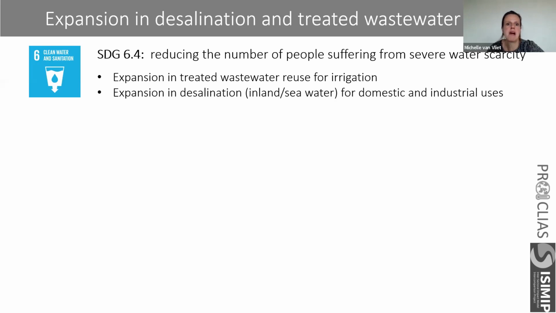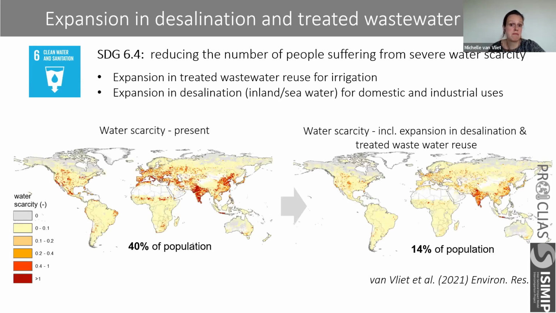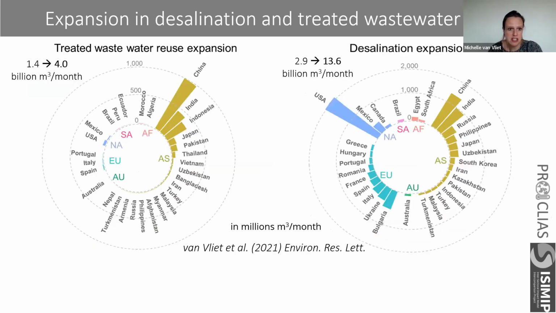Well, given the limited time, I will only discuss some of the main results that we obtained. We overall found that if we would consider those expansions in these technologies, in principle quite strong reductions can be obtained in water scarcity levels and also the people under severe water scarcity. That could be reduced from 40% in the present day situation to 14%. But that would also require a quite strong expansion in both technologies. And that is also shown here.